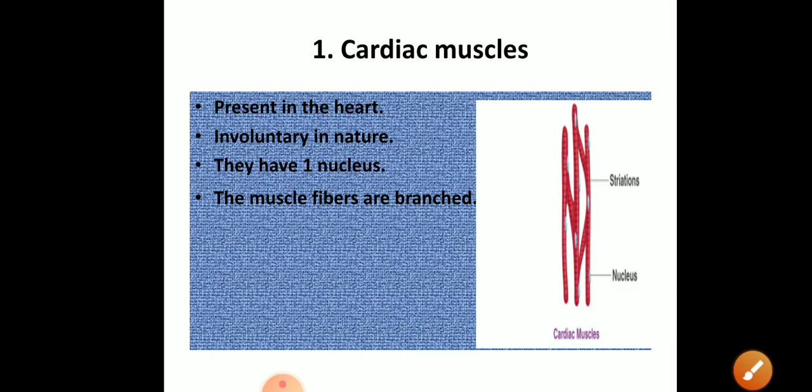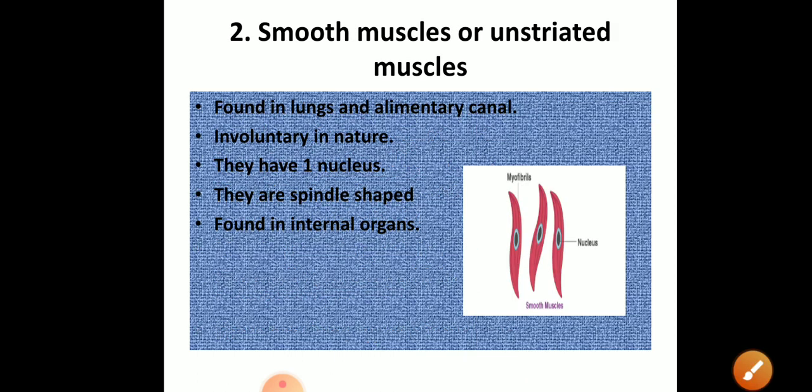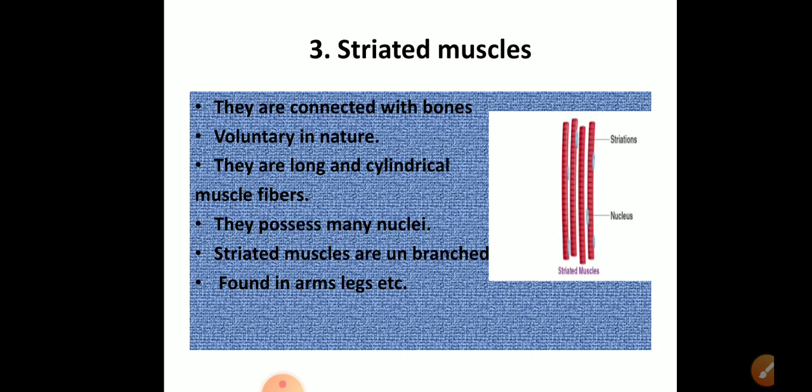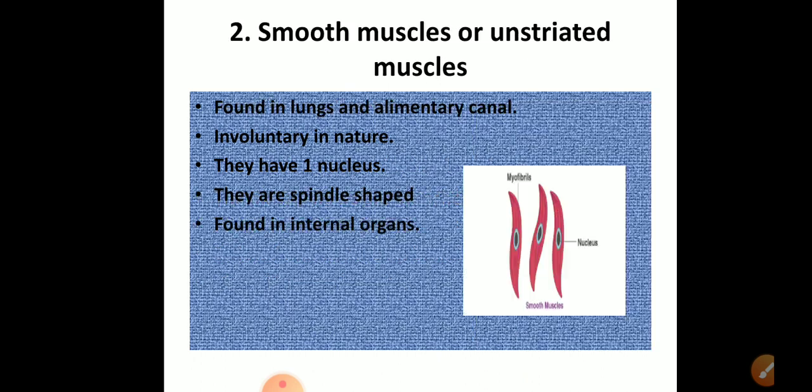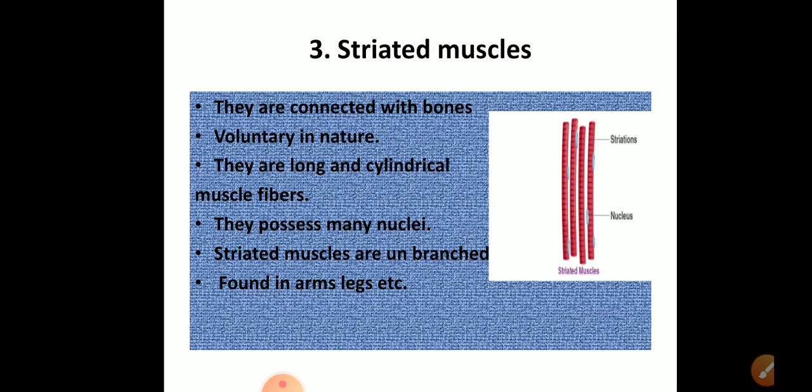Now see one by one. The first is cardiac, the second is smooth muscle cell, and the third is striated. Now see one by one.